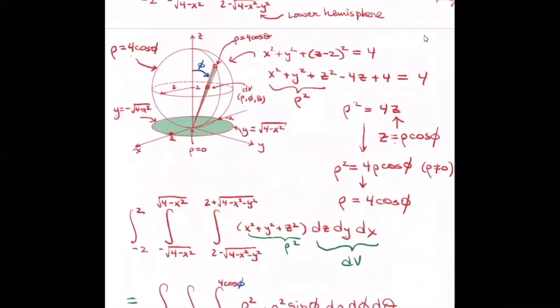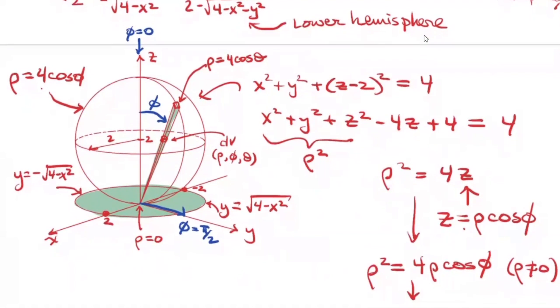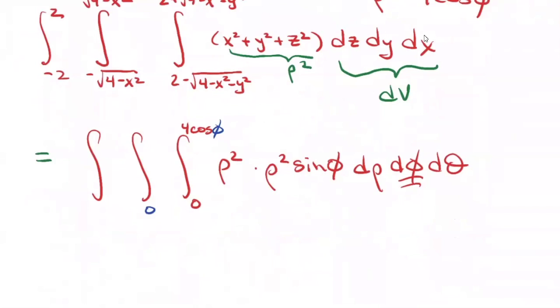Okay, and then we're working on the limits for phi. Again, phi is measured down from the North Pole. At the North Pole, phi is 0. So that's going to be your lower limit on this little rod that I drew. Then you come all the way down to where phi is 90 degrees, so that's pi over 2. So phi has to range from 0 to pi over 2 as it measures down from the North Pole.